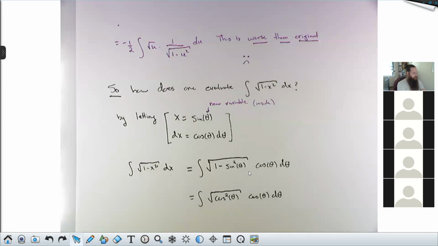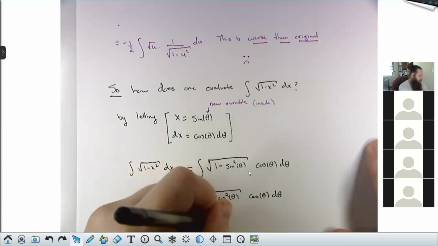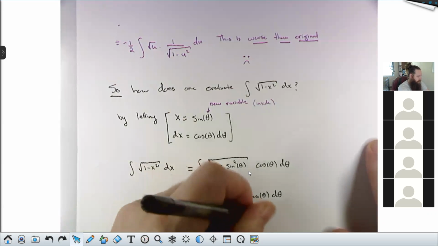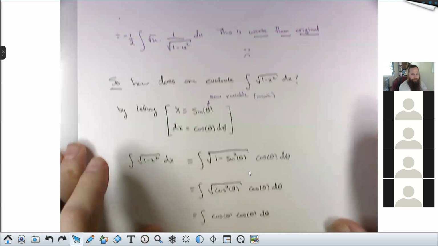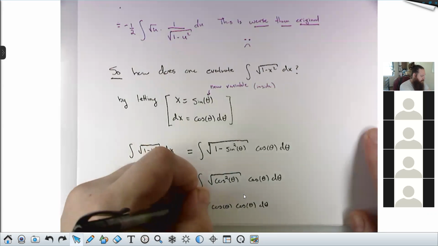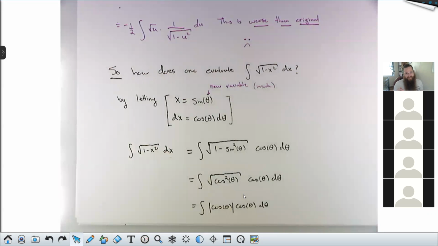And the square root of cos squared is cosine. Now there is a little bit of fudging here. The square root of cos squared, this thing, is really supposed to be the absolute value of cos theta. Right? The square root of x squared isn't x, it's the absolute value of x. The square root of negative 5 squared isn't negative 5, it's 5.